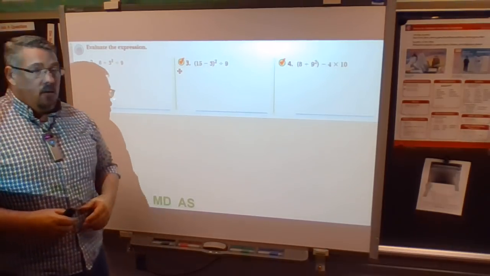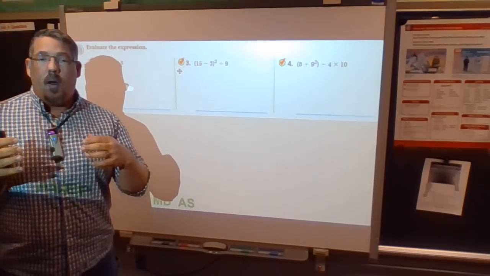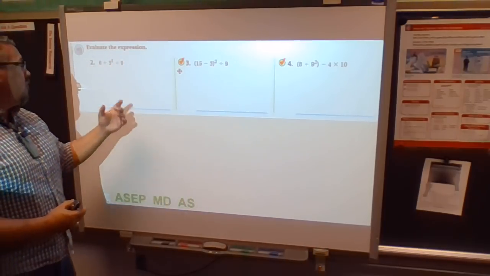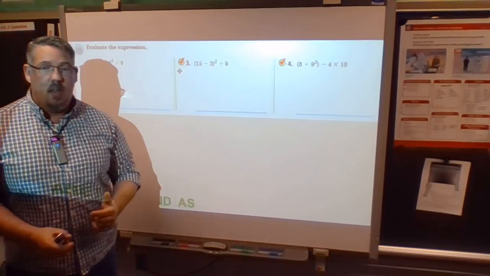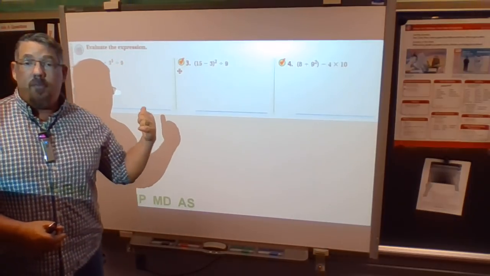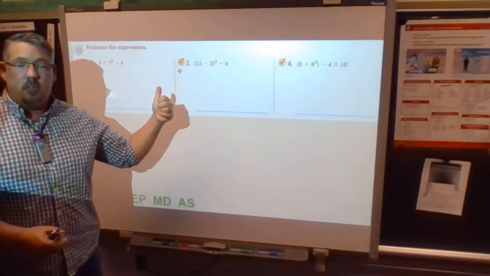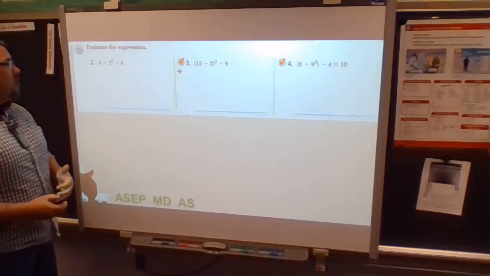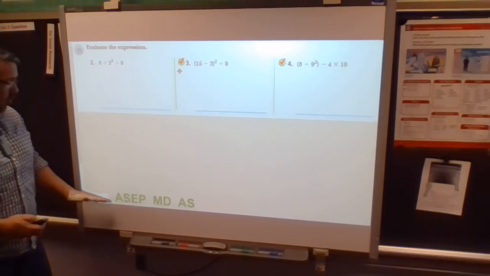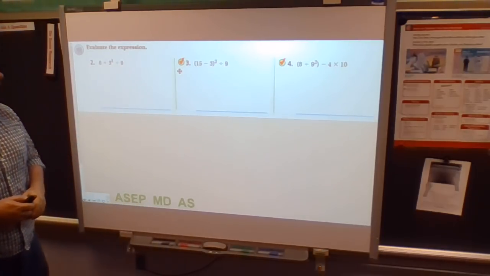All right, so I'm going to put in regular terms what these directions say. The directions say evaluate the expressions. So this says solve the math problems that don't have the answers. That's all it's saying. So I have to follow once again my order of operations as I go through here.